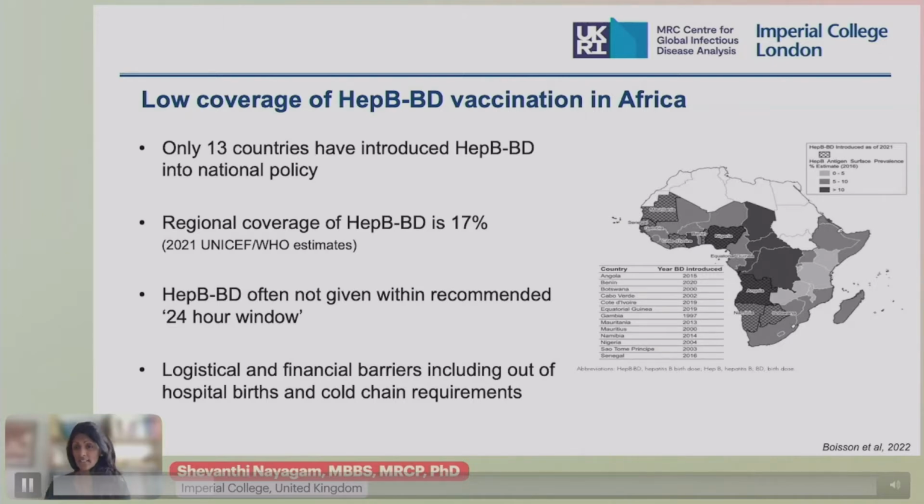Hepatitis B birth dose vaccination, even when it forms some part of national policy, is often not given within the recommended 24-hour window when the effectiveness of the birth dose vaccination is the highest. And there are many logistical, financial barriers, including out-of-hospital births and cold chain requirement, which make the birth dose vaccination strategy within 24 hours of birth a difficult strategy to implement. The figure on the right is from a recent review, which highlights the countries in the region which have adopted birth dose vaccination.